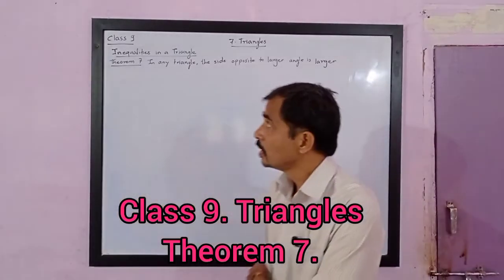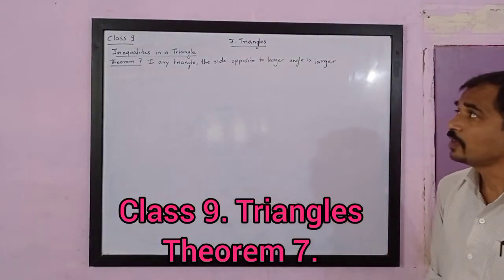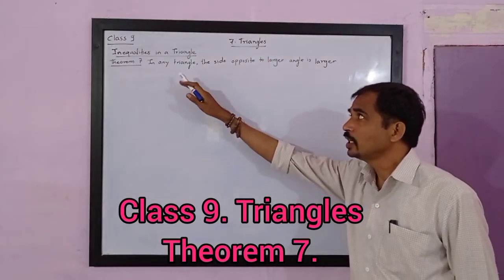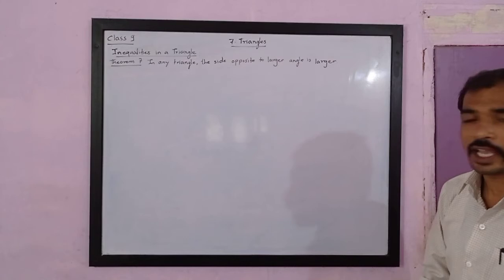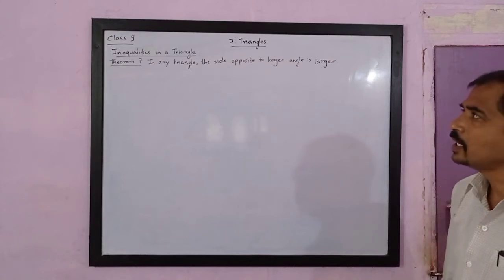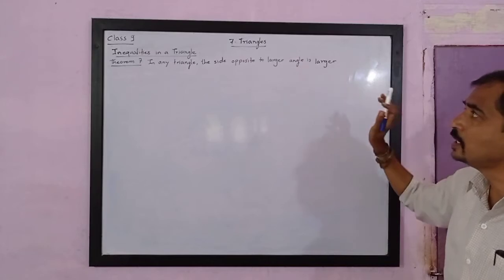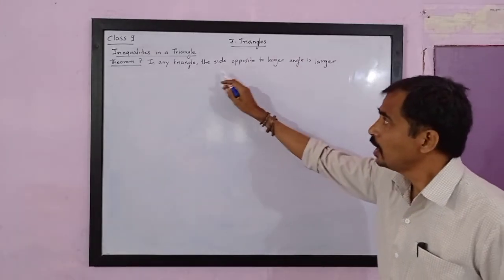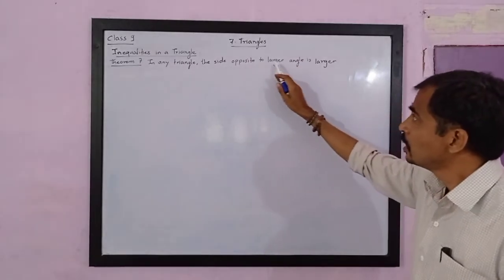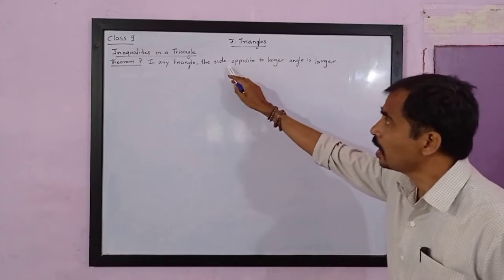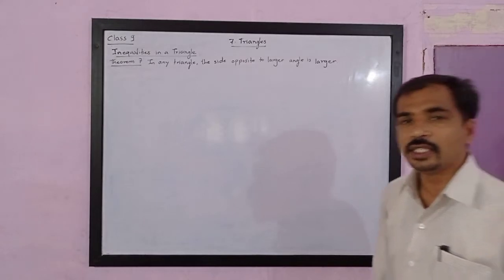Dear friends, in class 9 we are studying the 7th chapter, triangles, and we are studying the topic inequalities in a triangle. In that, theorem number 7 is: in any triangle, the side opposite to the larger angle is larger. Please note, here we are given that in any triangle one of the angles is greater than the other, and we have to prove that the side opposite to the larger angle is larger.